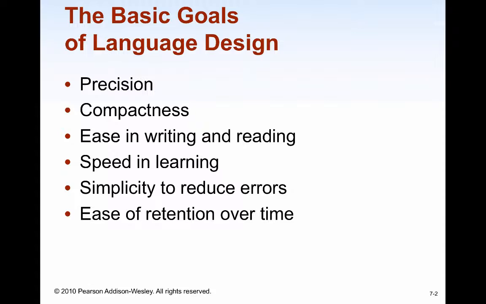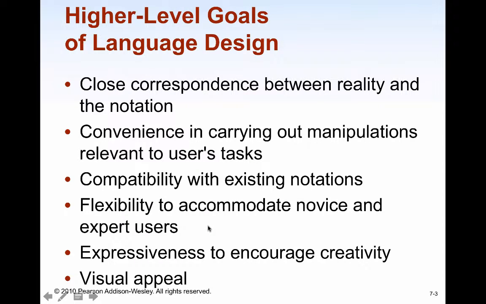The goal of natural language, of course, language design, is that it's got to be precise. It can't be 1,000 words. It's got to be compact, easy for somebody to read and write, and very quick for somebody to learn. The easier and more clear it is, the fewer errors there are going to be, and the better the retention over time.